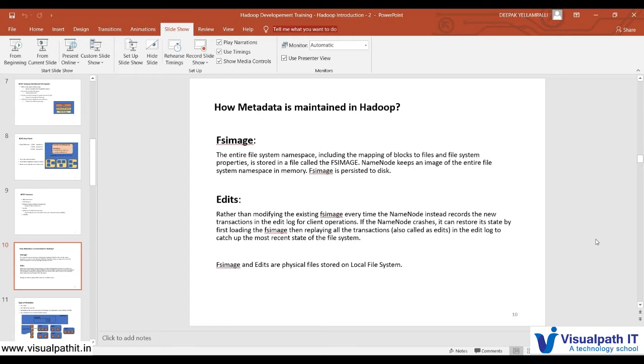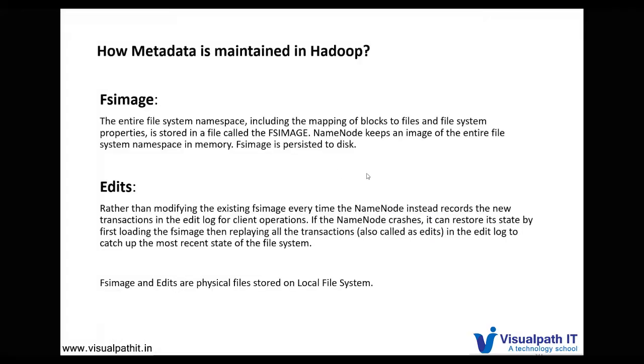The fs image and edits are physical files stored on the local file system. So this is maintained in the fs image and edits. Both of them we can call metadata. So metadata is maintained in two files, fs image and edits. Okay, let us move to the next slide.